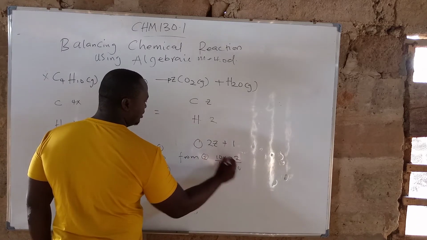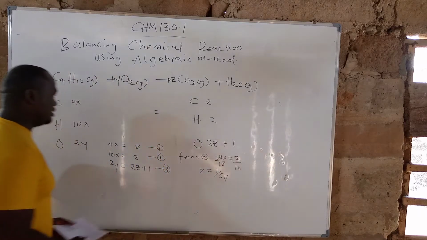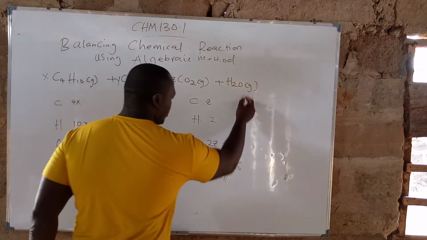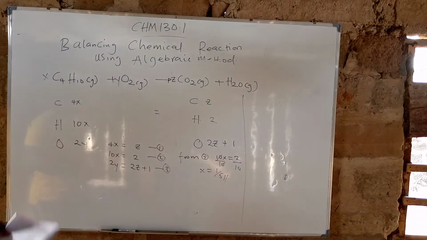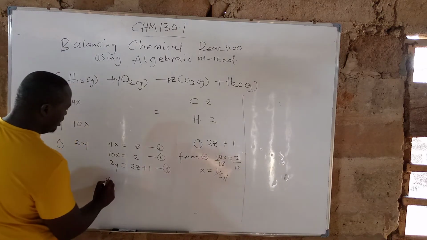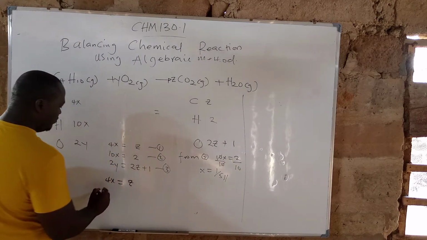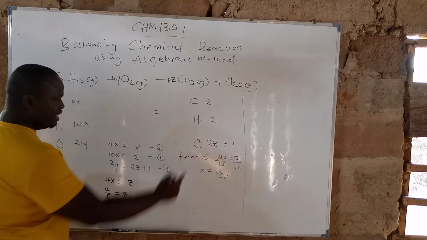Therefore, dividing by 10, you have that x is equal to 1 all over 5. So I've gotten my x, right? The next thing I'm solving is to get either Y or Z. Now, look at what I want to do. From equation 1, remember we have 4x is equal to Z, and my x is 1 all over 5. So I'm going to put it here. You have 4 all over 5 is equal to Z. So I've gotten my Z value.